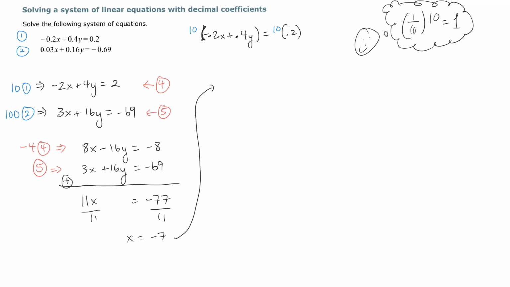And we go back and find y. Pick a convenient equation. I would probably pick equation 4. If you pick equation 4, we get y to be what? y to be 2x plus 2 over 4. So y is equal to 2x plus 1 over 4. So we have y is equal to x plus 1 over 2.